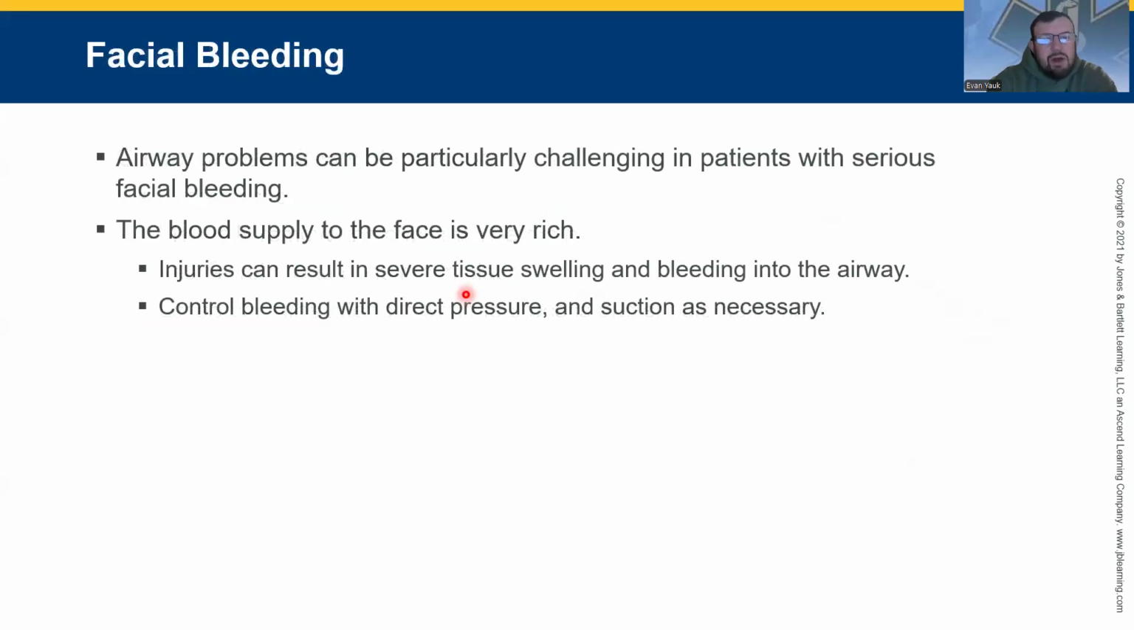Facial bleeding. Airway problems can be particularly challenging in patients with serious facial bleeding. The blood supply to the face is very rich. With face and head trauma, you're going to get lots of blood. Injuries can result in severe tissue swelling and bleeding in the airway or into the airway. Control bleeding with adequate pressure and suction as needed.